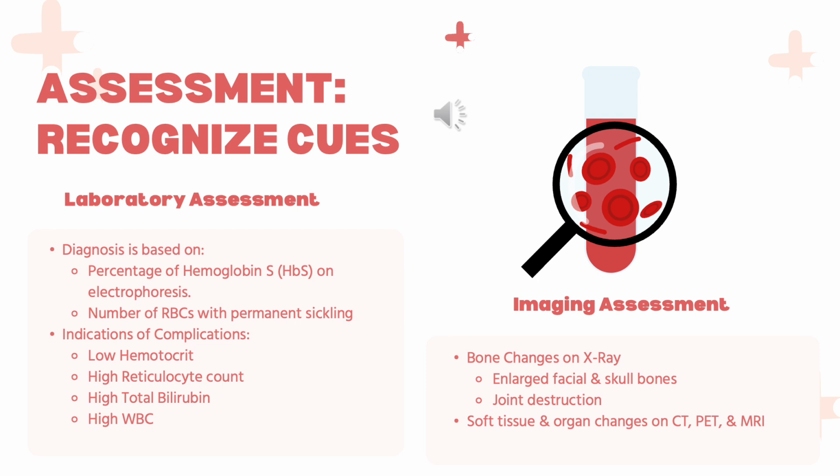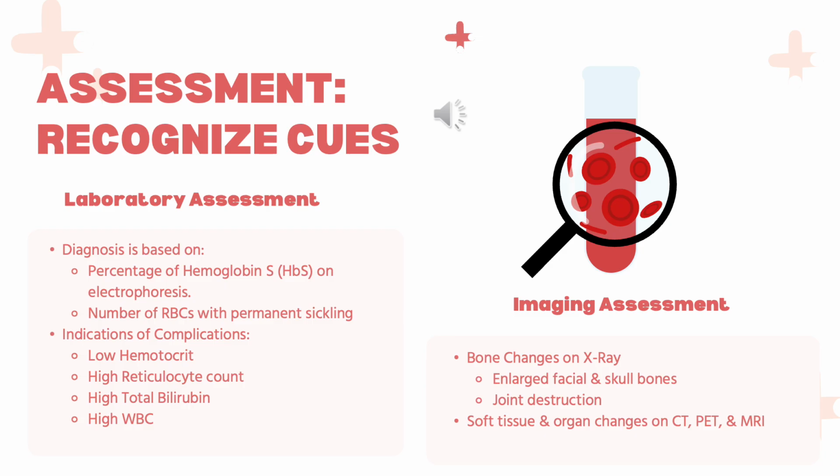Accurate diagnosis and ongoing monitoring of sickle cell disease rely on both laboratory and imaging assessment. We're going to first look at our laboratory findings. A diagnosis of sickle cell disease is confirmed by determining the percentage of hemoglobin S, or HbS, through electrophoresis. In patients with this disease, HbS levels typically range from 80 to 100%, compared to less than 40% in those who just have the sickle cell trait. The presence of red blood cells with permanent sickling is another key diagnostic factor, reaching up to 90% in patients with sickle cell disease.